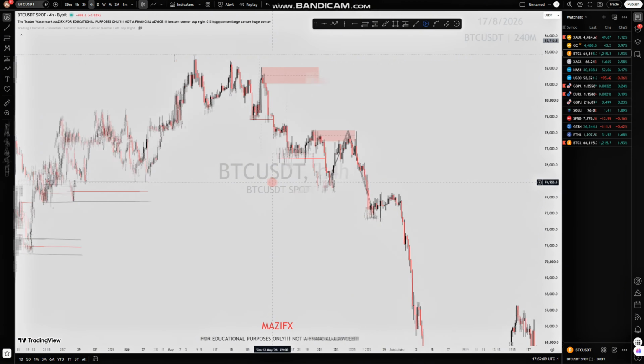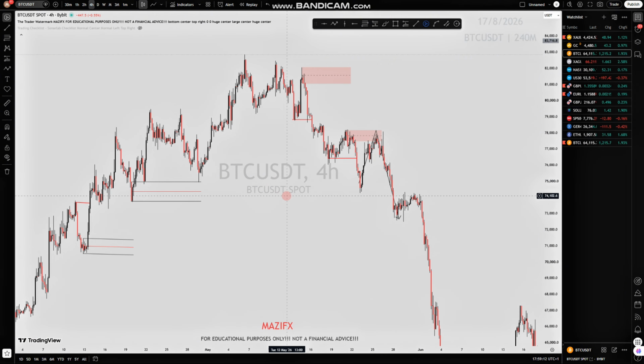So now I believe you know what an order block is. The last opposite candle that caused a new swing point and eventually caused a breakout.